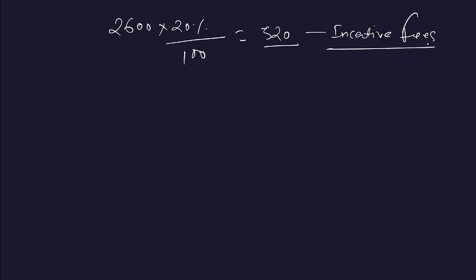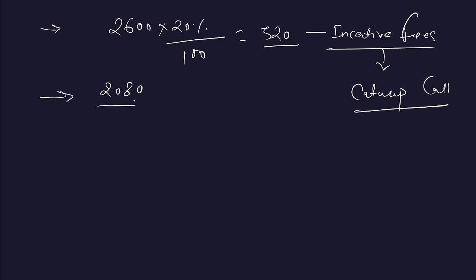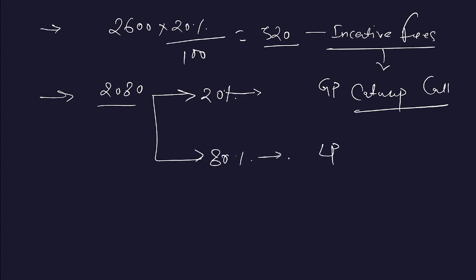If you don't want to call it incentive fees, you can call it the catch up as well. Catch up. Then what would be the remaining amount? 2,080. So this portion you can directly split: 20% to the GP and 80% to the LP. Calculate it and let me know the amount.